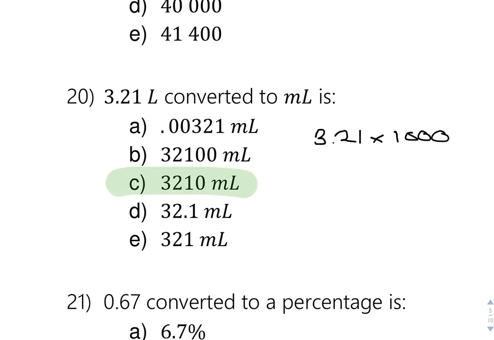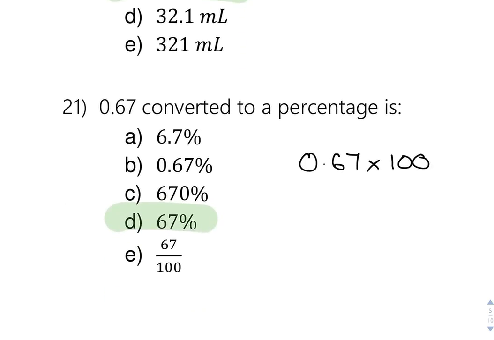3.21 litres converted to millilitres. The conversion rate is times 1,000, so times 3.21 by 1,000 to give out C. 0.67 converted to a percentage, basically just times it by 100, so 67%.